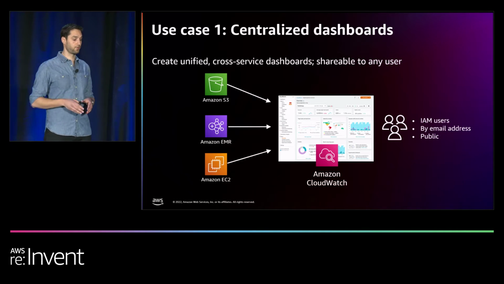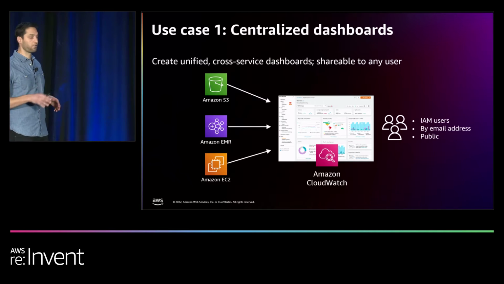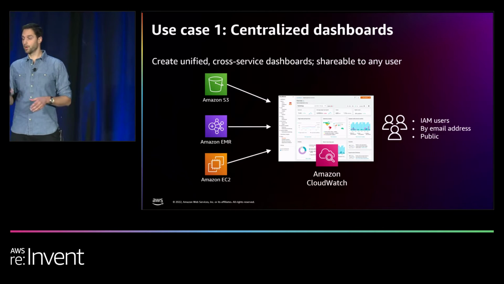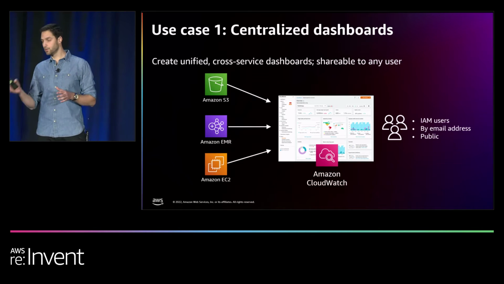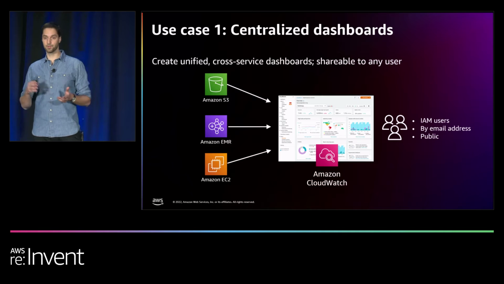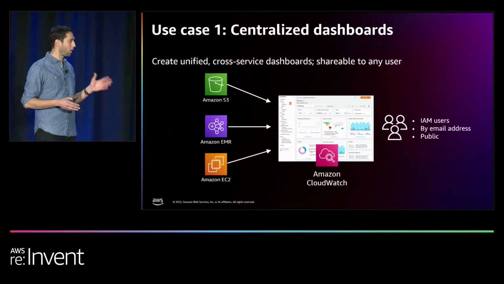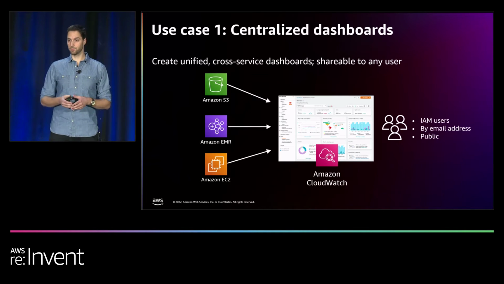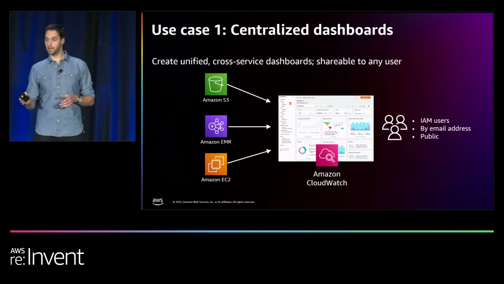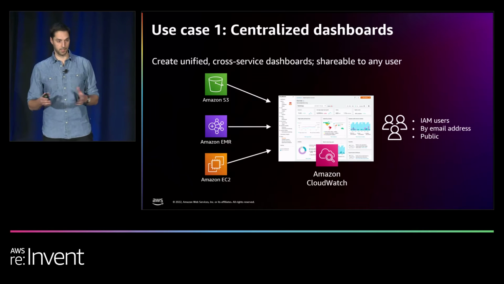A second advantage of using the centralized CloudWatch dashboards is that it has a more flexible permission model. We heard from our customers that they want to share their Lens metrics with users that are not IAM users, or sometimes even external to AWS, and that's not possible with Lens. However, when you use CloudWatch dashboards, you can share the dashboard with people that are not IAM users by specifying an email address, or even make a dashboard completely public so anybody can access it.